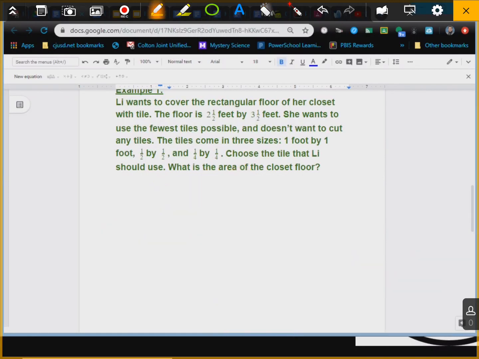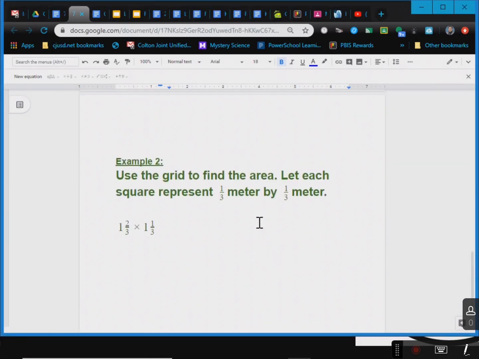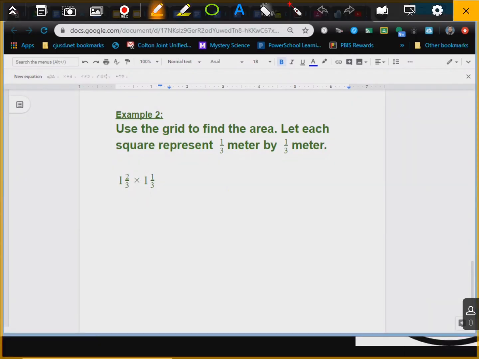So I'm going to give you one more example, and this is actually going to be number 1 in your problems today. So go ahead and write it down, and then you don't have to do number 1. And if you don't write it down, you'll still have to do number 1, so might as well watch this and write it down. So we have 1 2/3 times 1 1/3.